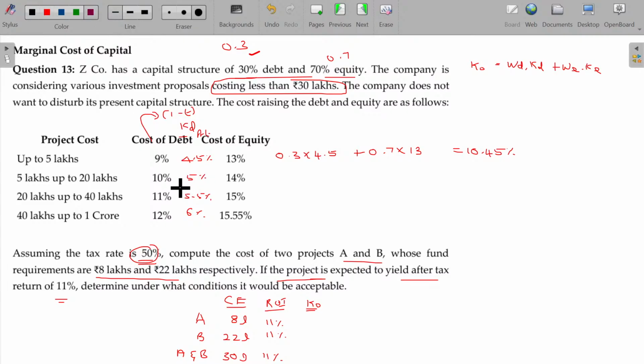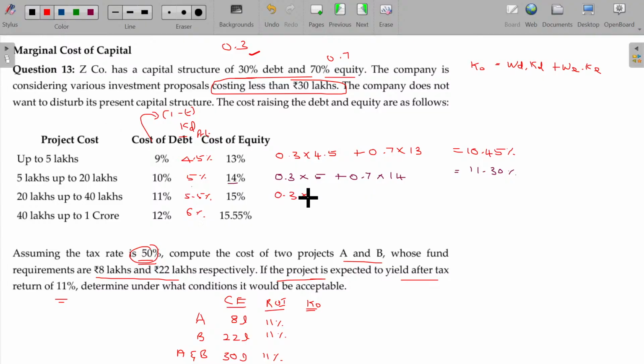If you want to raise the fund anywhere between 5 lakhs and 20 lakhs, what happens here? 0.3 should be in debt form, for which the rate of interest is 5%, plus 0.7 into 14%. The ultimate value is 11.30%.